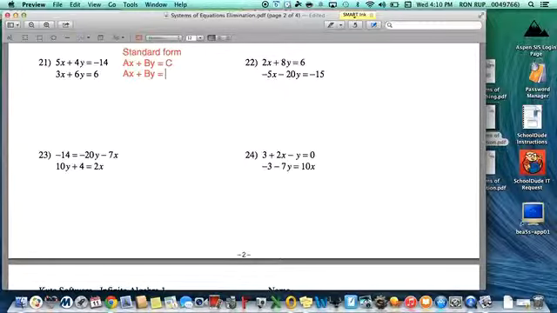So it needs to look like this on both fronts. Your x's over your x's, your y's over your y's, and your numbers over your numbers. And so if we look here, x over x, y over y, number over number. This is good to go. We can go ahead and get started. And so that was the first rule, has to be in standard form.